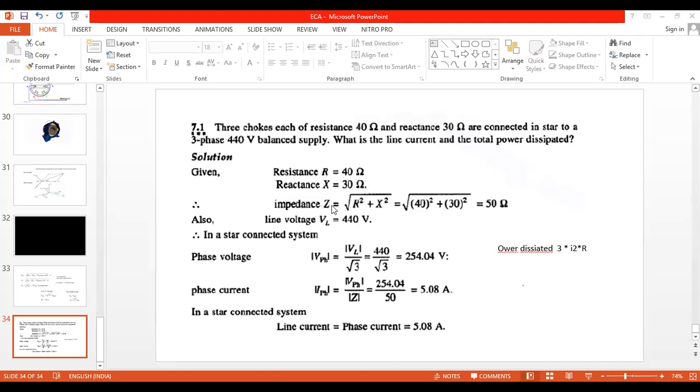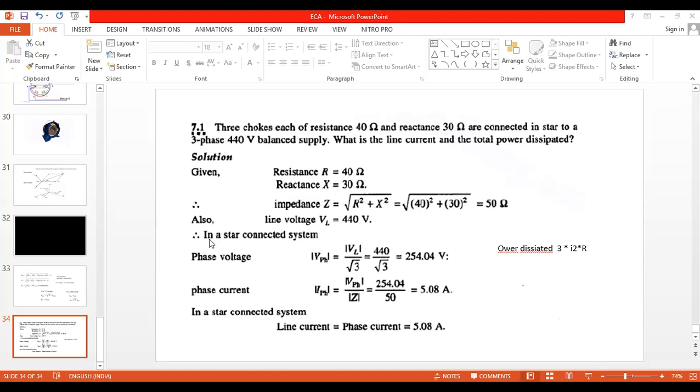Actually, the formula for impedance is Z equals root of R square plus X square plus 2RX cos 90. Always they are displaced by an angle of 90, resistance and reactance. Cos 90 is 0. Therefore, we get only Z equals root of R square plus X square. So Z we get the value 50 ohms. The given voltage in the problem is line voltage, 440 volts.